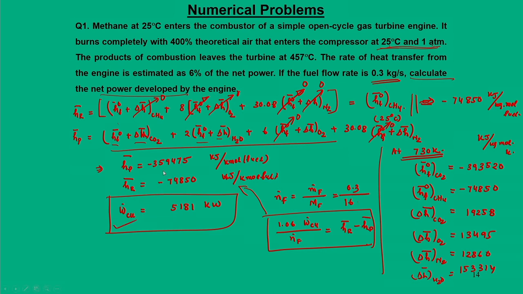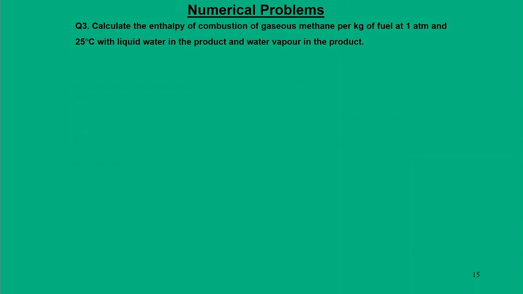So this is all about the problem that is associated with the power developed in a gas turbine combustor, which mainly uses methane as the fuel. The next problem is about the calculation of enthalpy of combustion of gaseous methane at 1 atmosphere and 25 degree centigrade. And here we need to calculate the enthalpy of combustion for gaseous methane in two conditions. One is when liquid water is in the products, and the other is water vapor in the products. So it's question number 2.